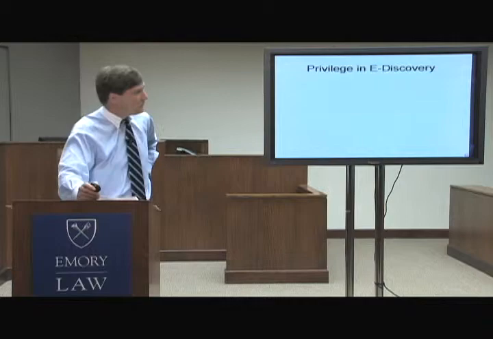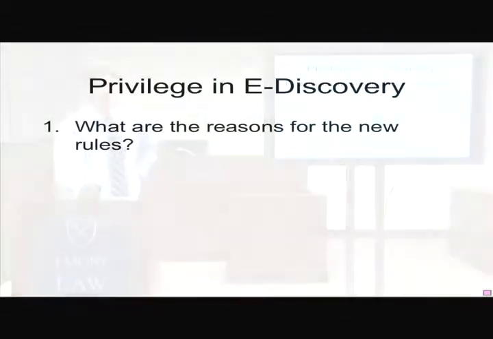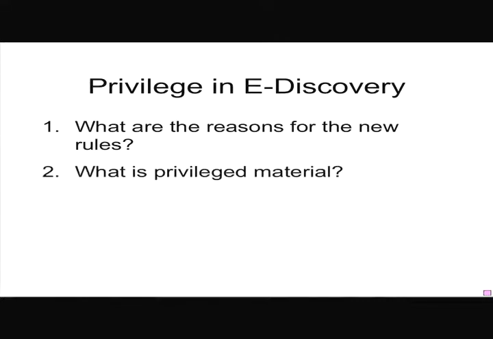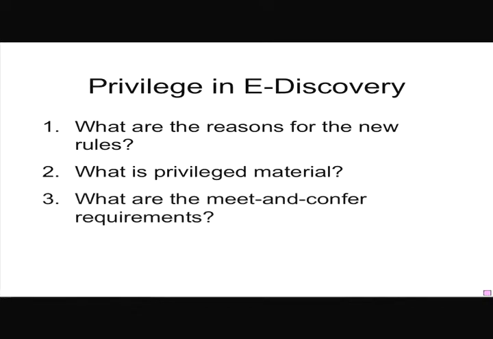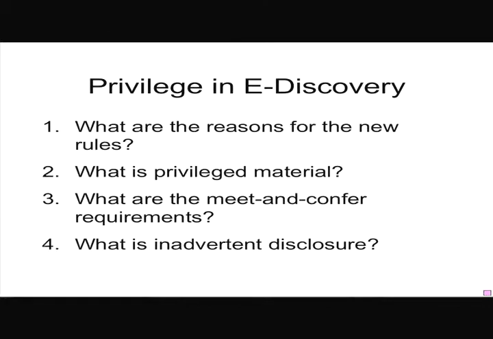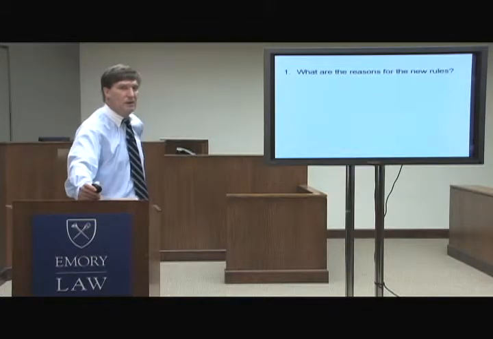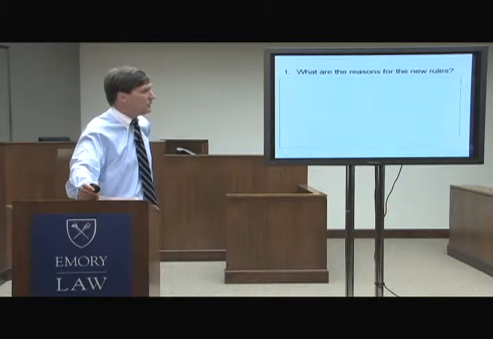So, let's look at this. What are the reasons for the new rules here with regard to the ability for you to claw back privileged information? What is privileged material? What are the meet and confer requirements in order to be able to make this go? What is inadvertent disclosure? So, quick thing about the reasons for the rules here.